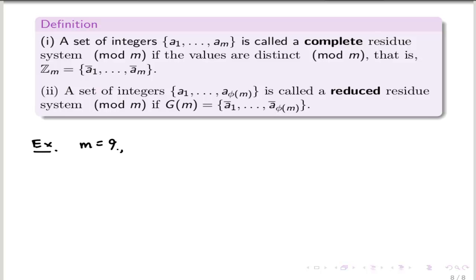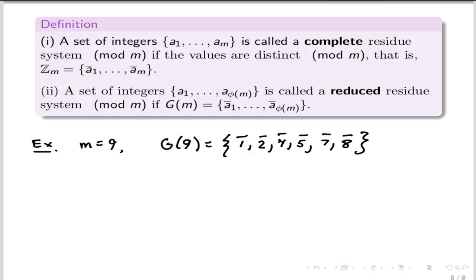So, for example, if I'm in Z_9 and I want to look at G_9, it would be 1 bar, 2 bar, 4 bar, 5 bar, 7 bar, 8 bar. This is the canonical set of representatives here. But there's no need to use those particular numbers. I could just as well have added any multiple of 9. I could have used 10 here. I could have subtracted 9 and used negative 7. I could have added 18. I could have left 5 alone, etc. You get the idea.